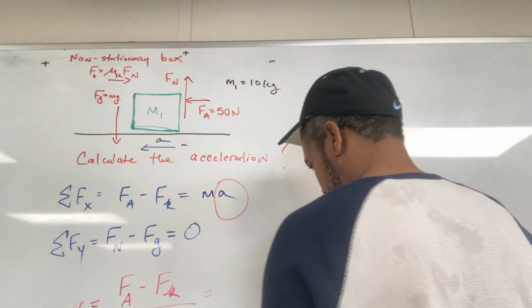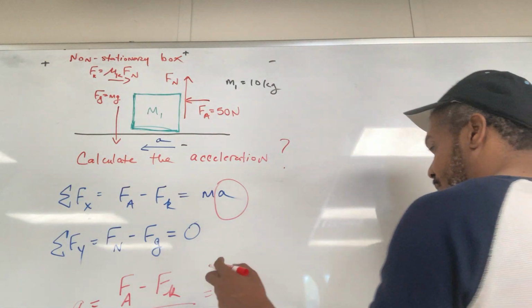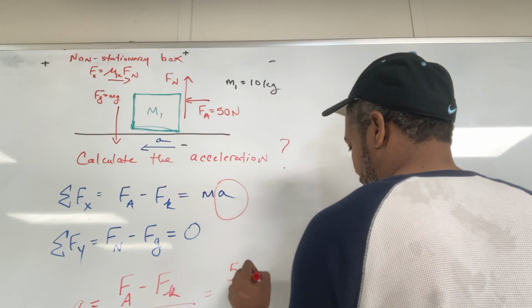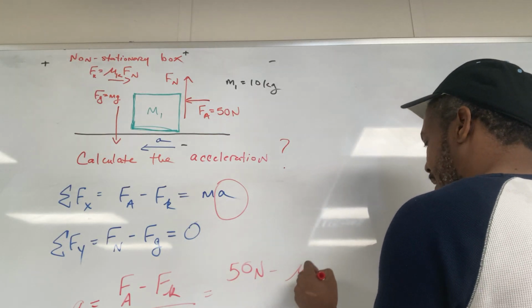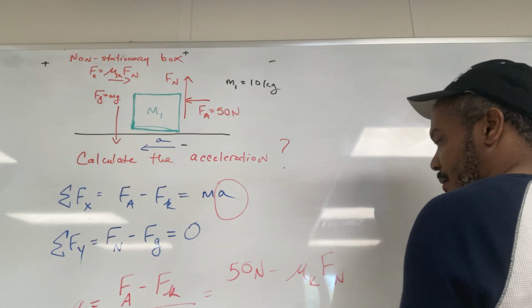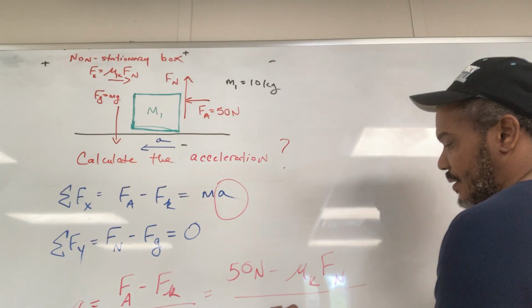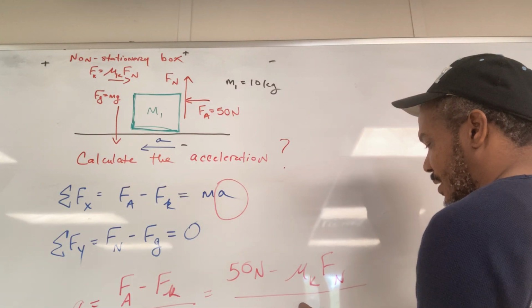And I know F of A is equal to what? 50 newtons. Minus what? Mu of K times F of N. And that's all over what? 10 kgs, right?